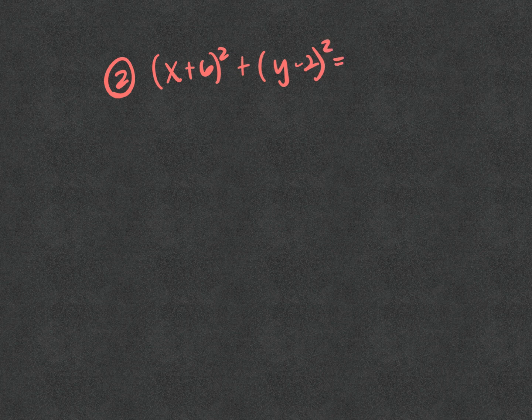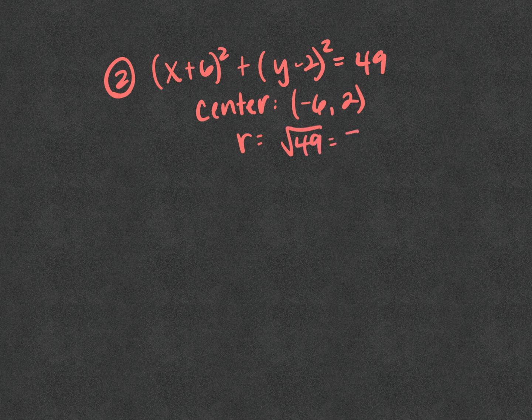Number 2, let's say that we have x minus 6 squared. Let's make that a plus. Plus y minus 2 squared equals 49. So pause for a minute and write down what you think the center and the radius are, and do a sketch, and then come back. All right, so hopefully you're back. And the center would be negative 6, positive 2, and the radius is the square root of 49, which is 7.